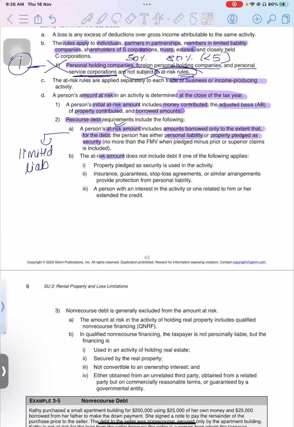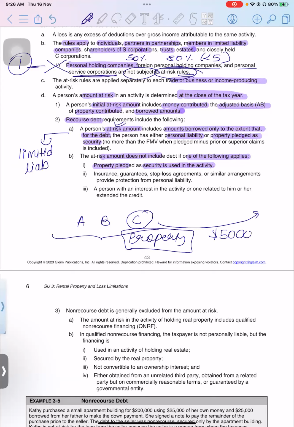Now, the at-risk rule does not include debt if one of the following applies. If property pledged as security is used in the activity, we'll take the same example. C's property is pledged, which has a value of 5,000. The same property is used in the business. So C cannot consider this 5,000 as an at-risk amount. He cannot take a deduction for this 5,000. Got it, guys? I hope this much is clear.